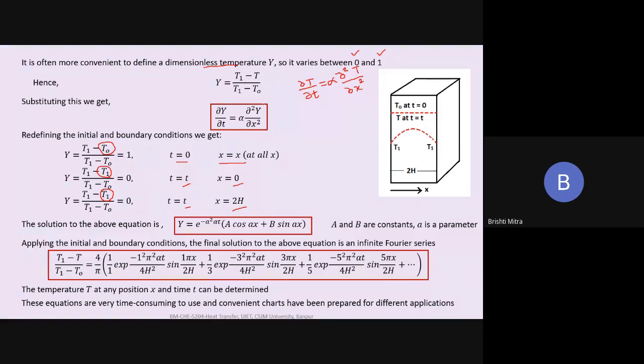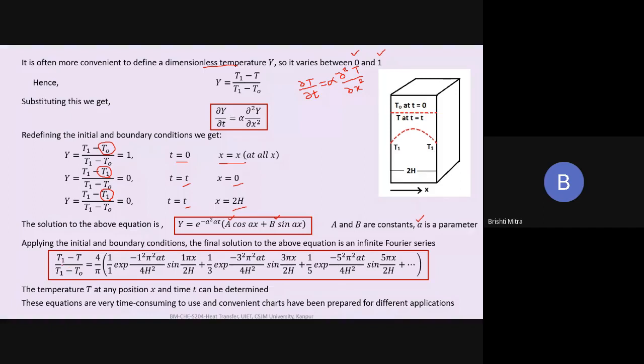If I solve this equation, what we come up with is a solution which is y is equal to e to the power minus a square alpha t, in brackets a cos ax plus b sine ax. This a and this b are constants, and a is a parameter. So this is the solution to the problem. Now, if I put the initial and the boundary conditions in this solution and replace the y value by the dimensionless temperature, what we come up with is an infinite Fourier series.